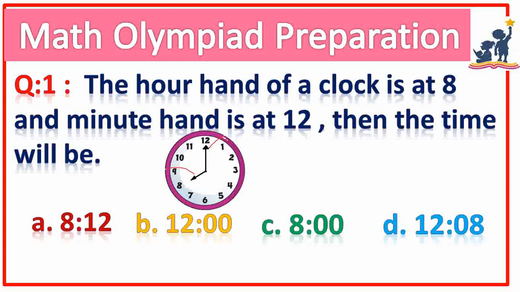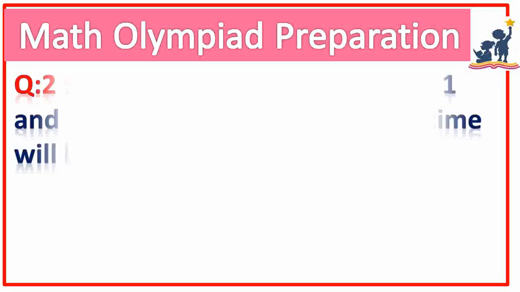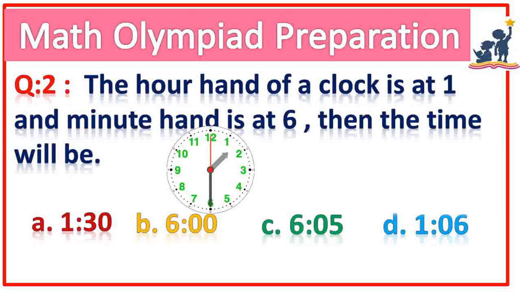Now, our question session starts. Question number 1. The hour hand of a clock is at 8 and the minute hand is at 12. Then the time will be 8 o'clock. Yes, very good. Question number 2. The hour hand of a clock is at 1 and the minute hand is at 6. Then the time will be 1:30. Very good.